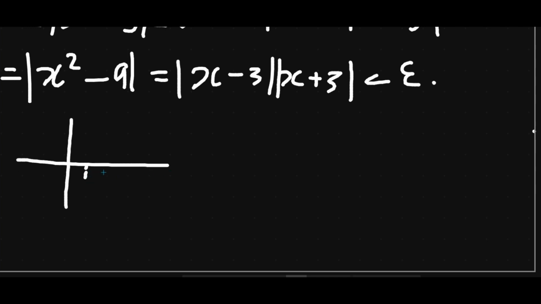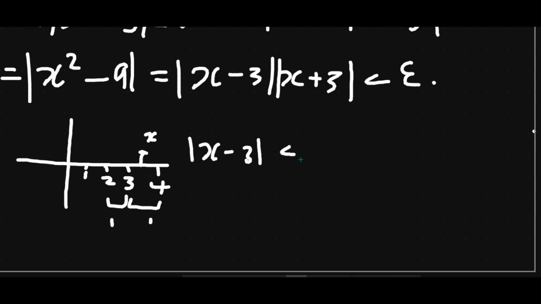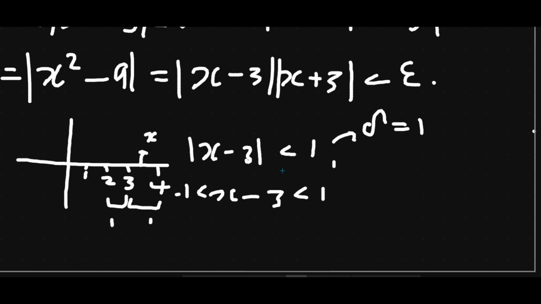This is just real numbers, 1, 2, 3, 4. So x minus 3, the distance between x and 3. So x is going to be around here, okay? X. So the distance, well, think about this. This is 1. This is 1. So the distance between x and 3 is going to be less than 1 when delta is equal to 1. Well, first of all, this means that x minus 3 is greater than minus 1 and less than 1.